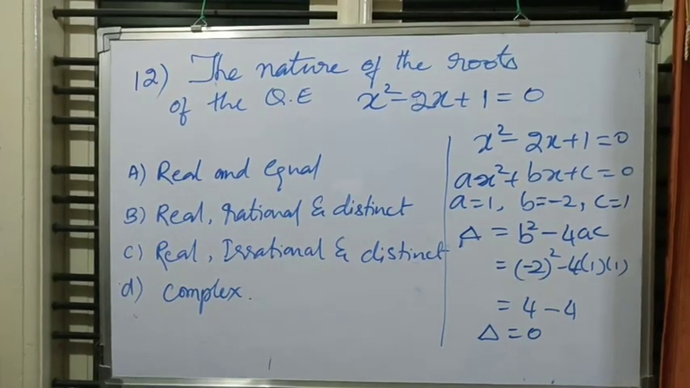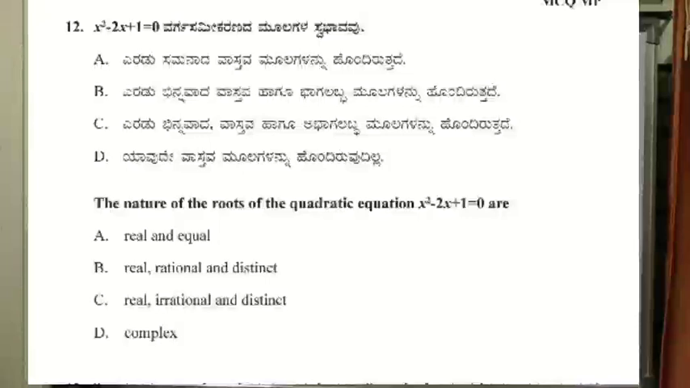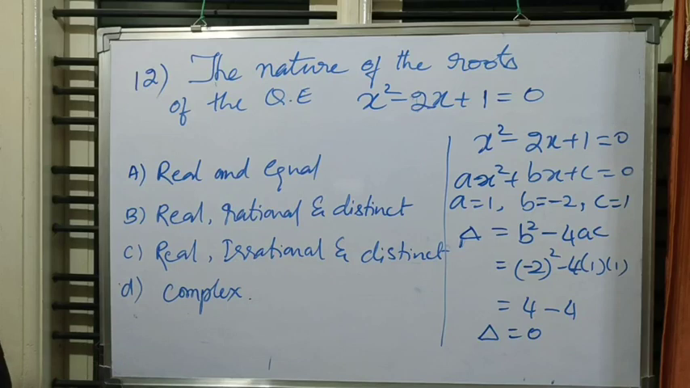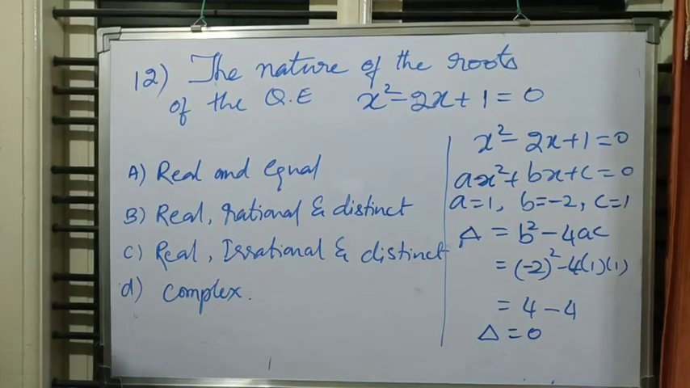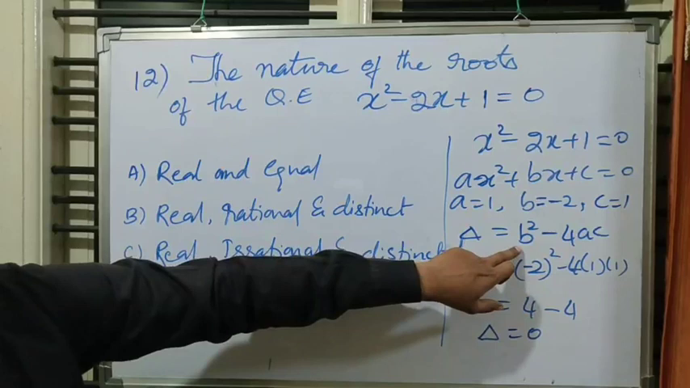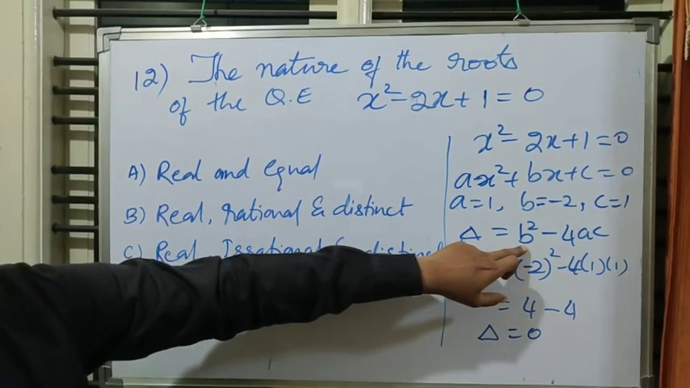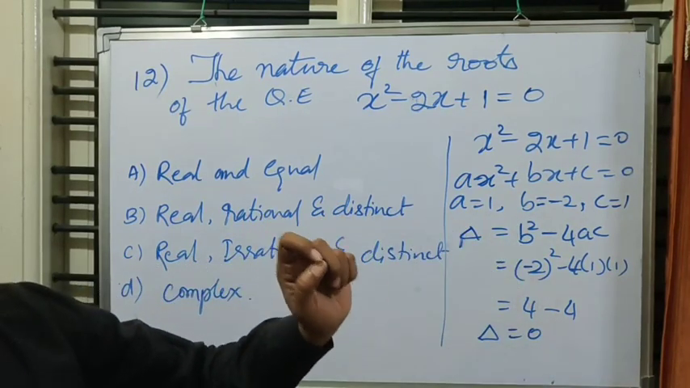Okay, dear students, let us come to the next question, the 12th one. The nature of the roots of the quadratic equation x square minus 2x plus 1 equal to 0. You know how to find the nature of the roots by using the discriminant. What is the discriminant? The discriminant is the value of b square minus 4ac. The b square minus 4ac value describes the nature of the roots.